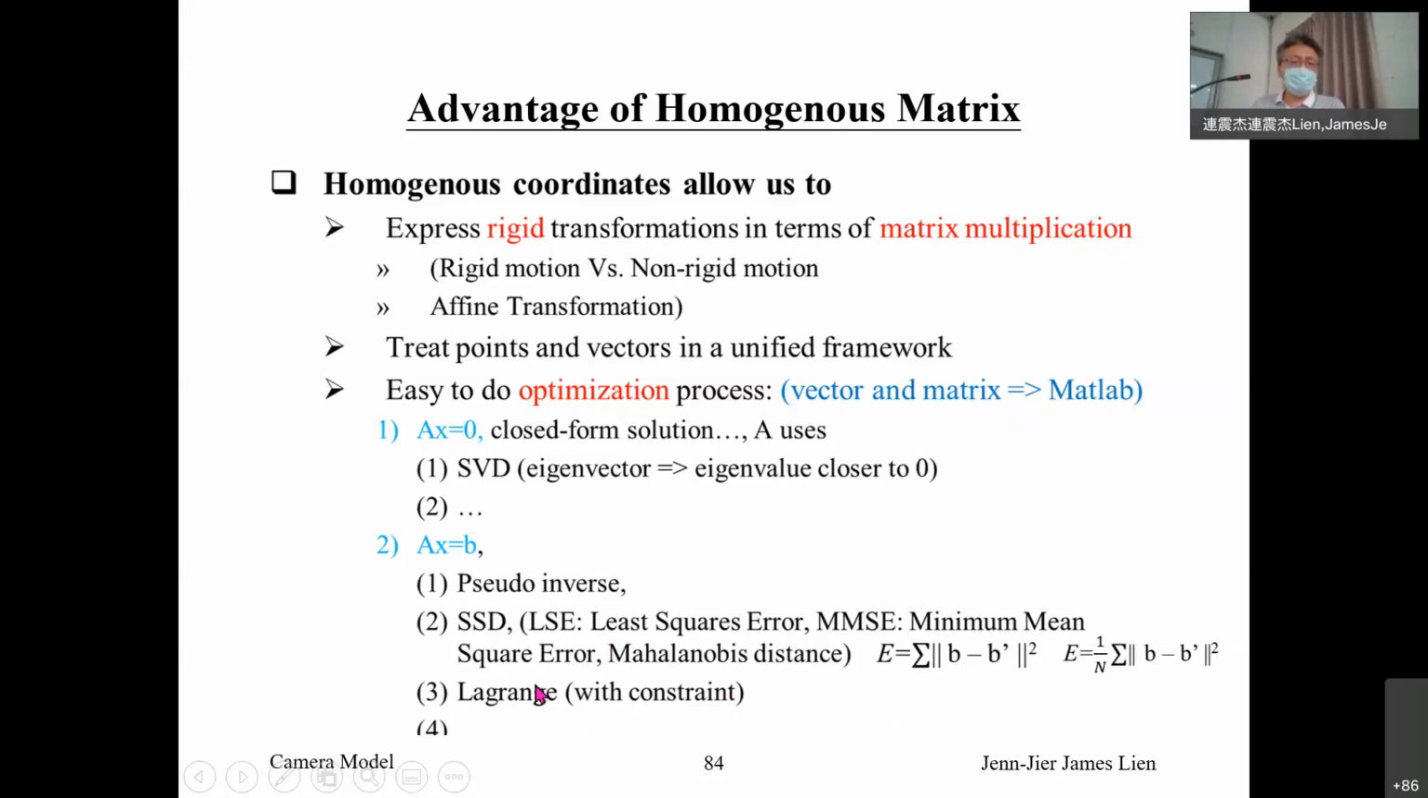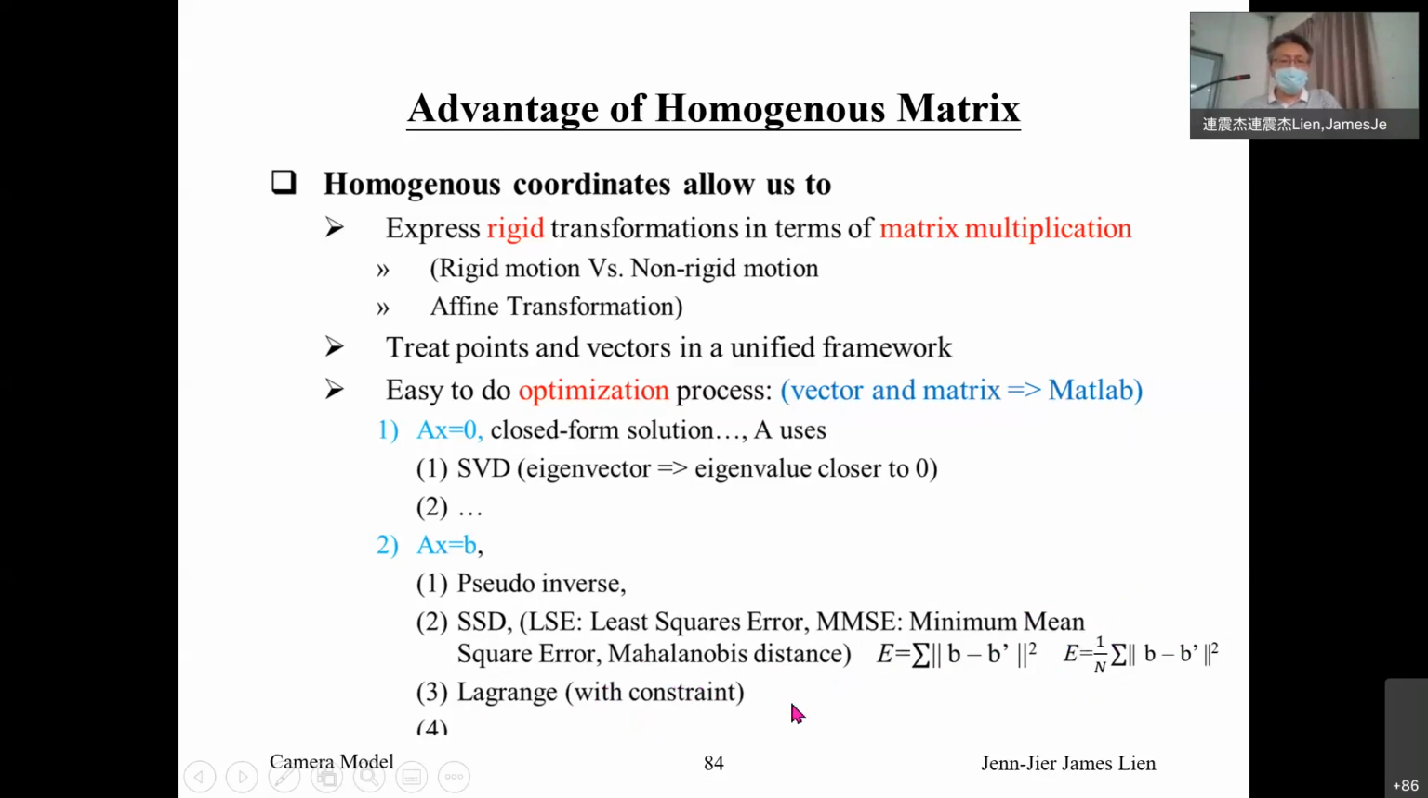The last one is to use Lagrange to solve Ax equal to B problems. In the next lecture, when we talk about camera calibration, I will explain all the optimization process to you. Before, like two or three years ago, people used this equation to solve deep learning. Right now, more people use Lagrange to solve the parameters of deep learning.